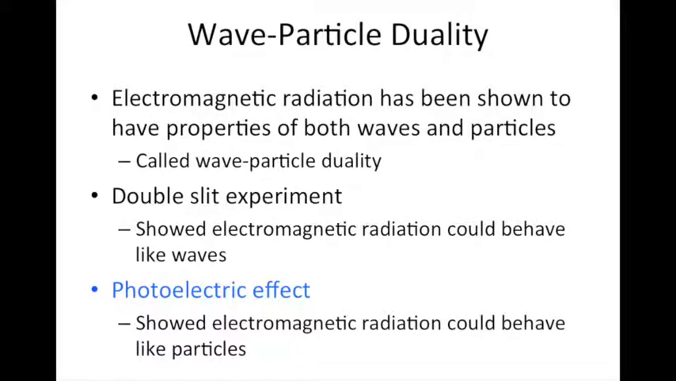In this video, we're going to look at the wave-particle duality of light. Electromagnetic radiation has been shown to have properties of both waves and particles, and this is called the wave-particle duality. The double-slit experiment showed that electromagnetic radiation clearly behaved as waves. The photoelectric effect showed that electromagnetic radiation behaved not as waves, but under certain circumstances, it behaved as tiny little particles of energy.